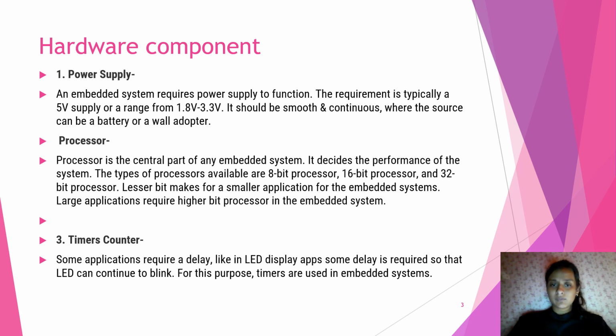A lower bit count makes for a smaller application for the embedded system. A large application requires a higher-bit processor in the embedded system. The embedded system comes in three variants: 8-bit, 16-bit, and 32-bit processor. These bits are decided by the user based on what performance they need. If they need higher performance, higher processing and higher storage, they will go for 32 bits or 16 bits. But if the user doesn't want that much, they can also go with the 8-bit processor.